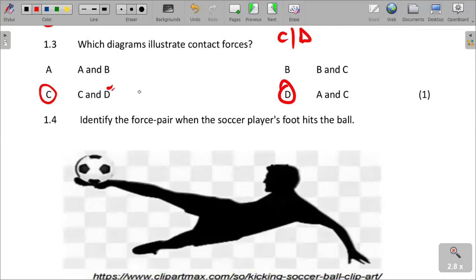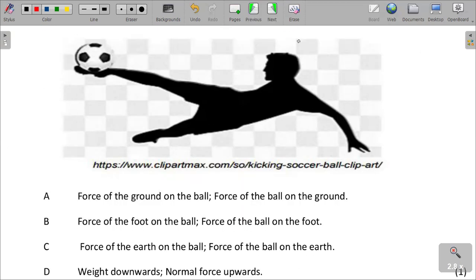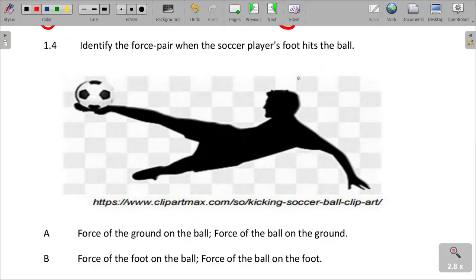So they identified the force pair in which the soccer player's foot hits the ball. Identify the force pair in which the soccer player's foot hits the ball. As you can see, the man is diving, hitting the ball there. So which force pair applies to the soccer player's foot and the ball? What we need to understand is the forces that are in action there. Question 1.4.